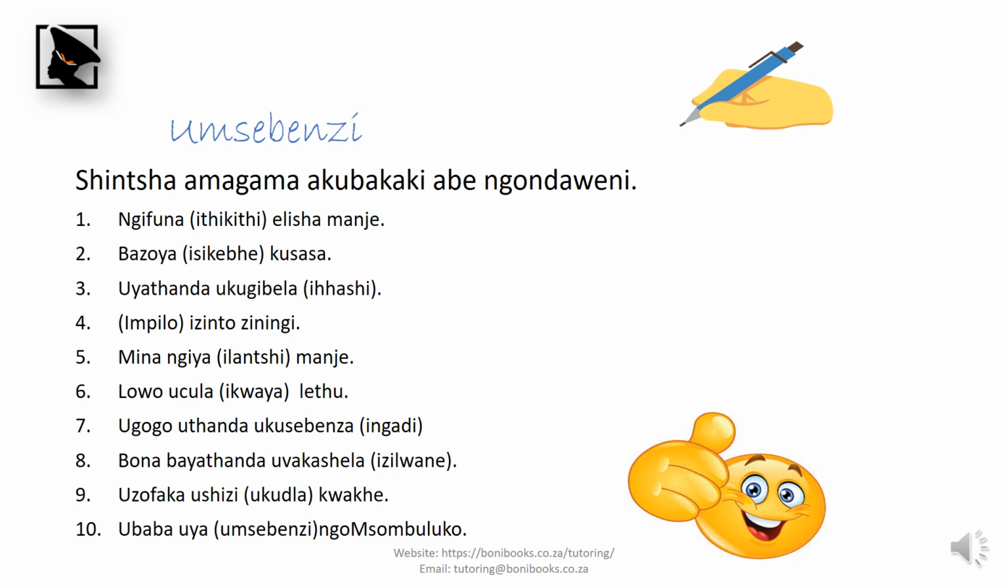Number 1, ngifuna itikiti, isikepe. Number 2. Number 3, there is ihashi. Number 4, there is impilo, ilanji. Number 5. Number 6, there is ikwaya. Number 7, there is ingadi. Number 8, there is izilwane. Number 9, there is ukudla. And number 10, there is umsebenzi.